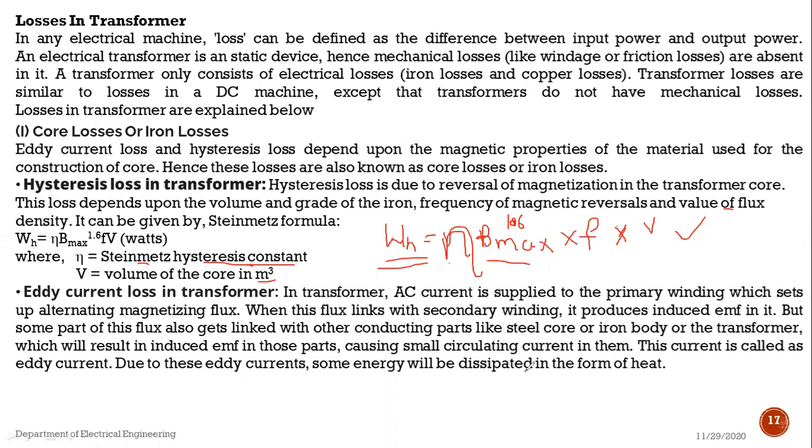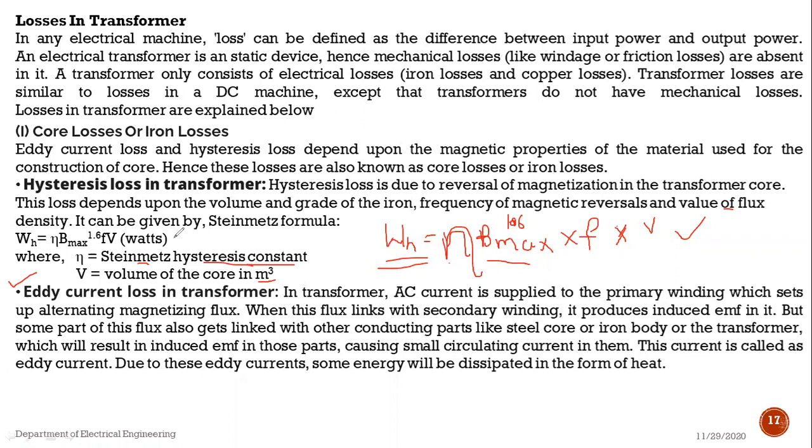Okay, now the second type of loss, which comes under the iron or core loss, is nothing but eddy current loss. The second loss is nothing but eddy current loss. So eddy current loss is this: in a transformer, current is supplied to the primary winding, which sets up an alternating magnetic flux.